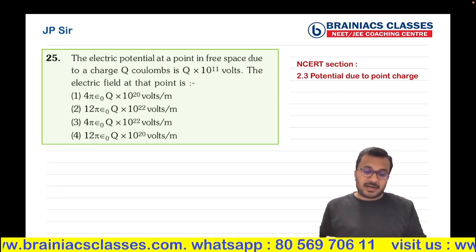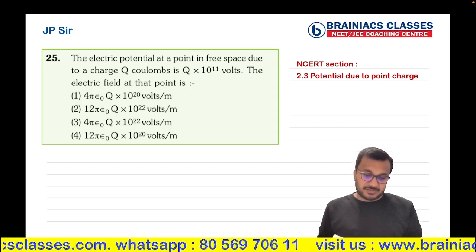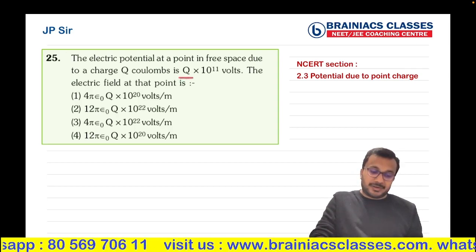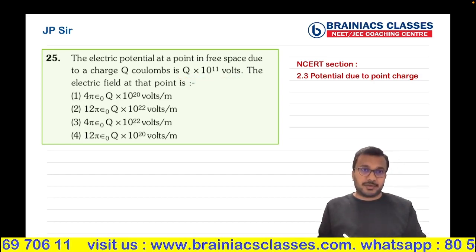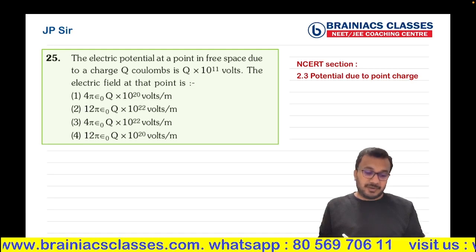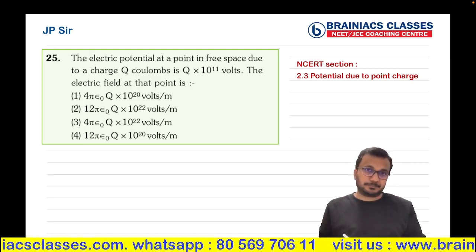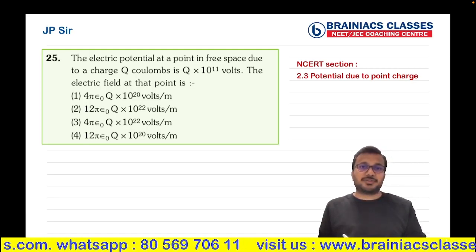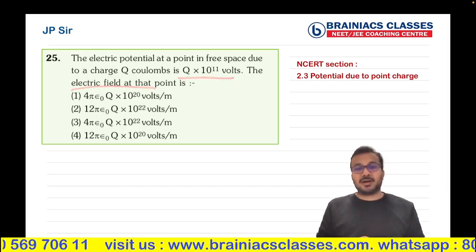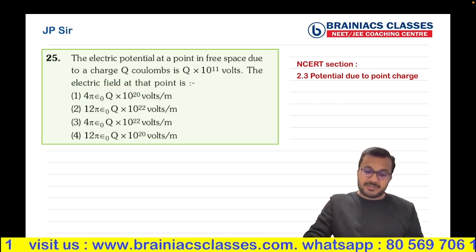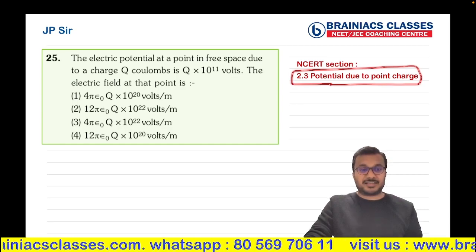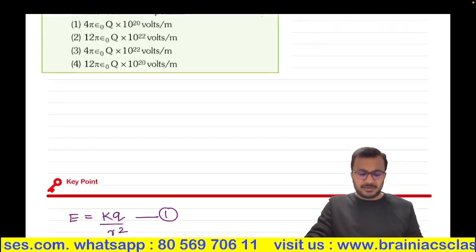Electrical potential at a point in free space due to charge Q coulomb is Q into 10 raised to 11 volt. What will the electric field at that point be? Electrical potential is given, electric field we need to calculate. This question is taken from NCERT section 2.3, potential due to a point charge. We'll learn some theory.